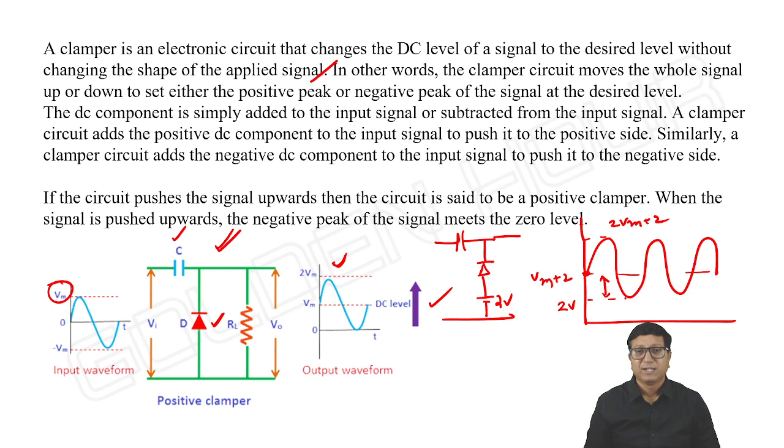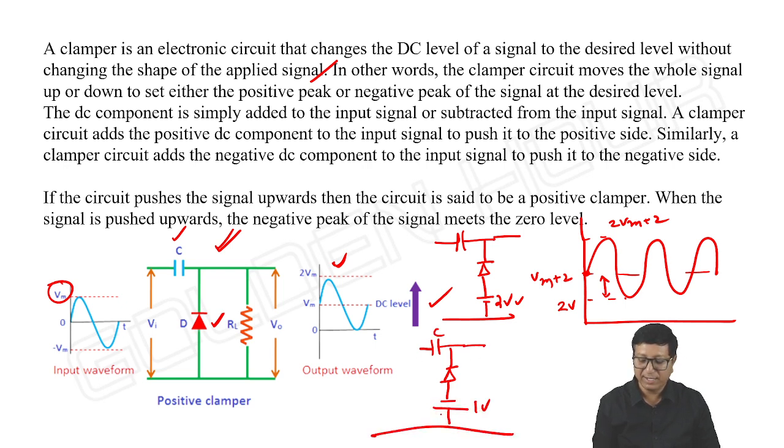Yes. Like this. And of course, the added DC need not be positive. It can be negative also. If it is negative, then the signal will be pushed down further by an amount equal to the negative value. The DC source you are connecting in series with the diode. This kind of circuit is also possible.